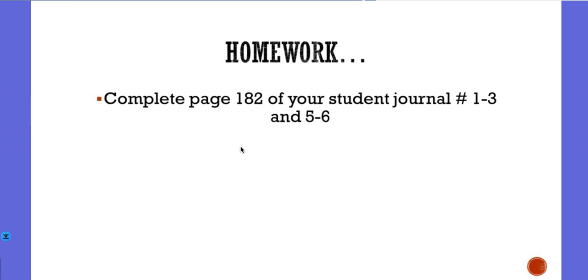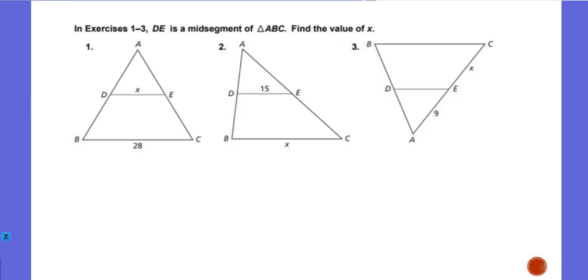Okay guys, so we are going to complete numbers 1 through 3 of page 182 of your student journal, and we're going to do numbers 5 through 6. These are the big ideas math problems. I'm just showing you how to work them out.